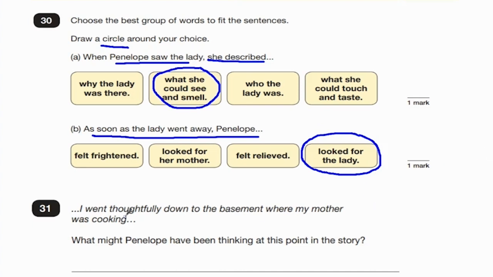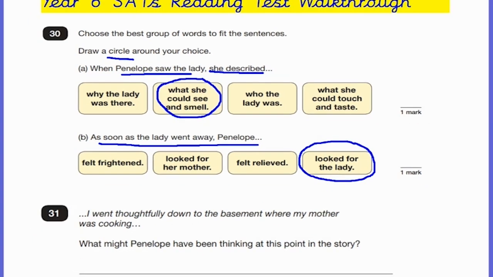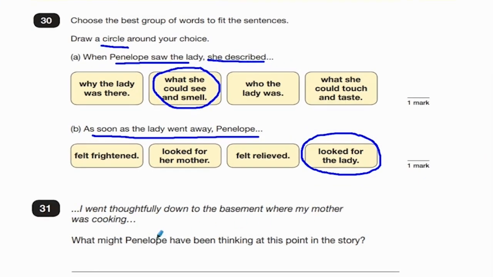Number 31. I went thoughtfully down to the basement where my mother was cooking. What might Penelope have been thinking at this point in the story? So this is an interesting question because it's asking us to infer what Penelope was thinking, what's going through her mind at this point. It's not asking the children to make up an answer. It's asking the children to look at this part of the text and see, based on Penelope's actions, what do you think Penelope could be thinking? So let's have a look.